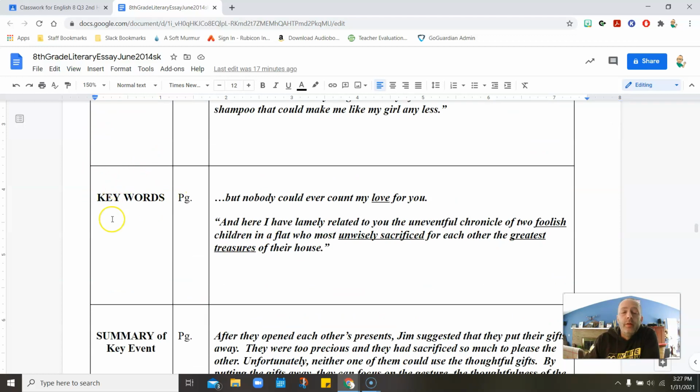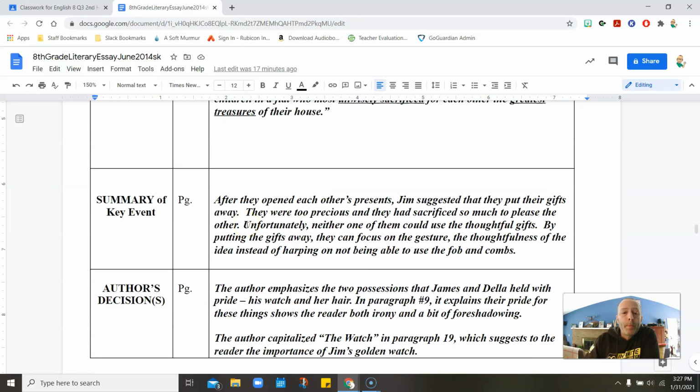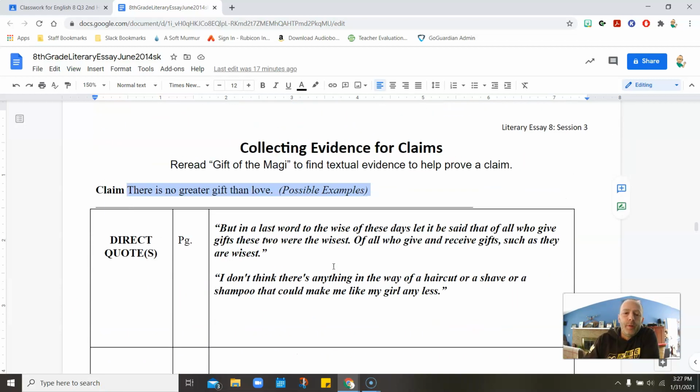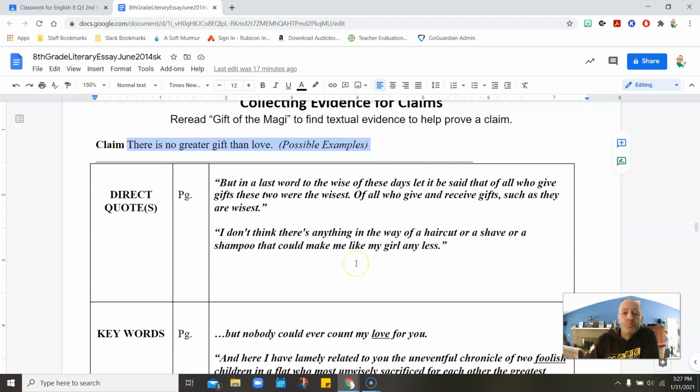We have keywords that you find in the book or the story. Key events. So we want to summarize those key events that will support your claim. And then what the author's decisions were. The authors did certain things to help the reader think about certain things. So this is my example. All right. And you're going to be doing your own.